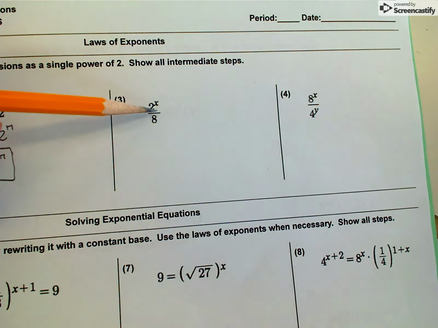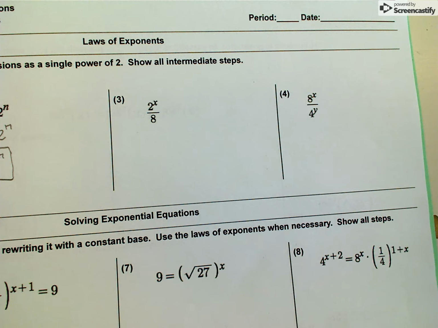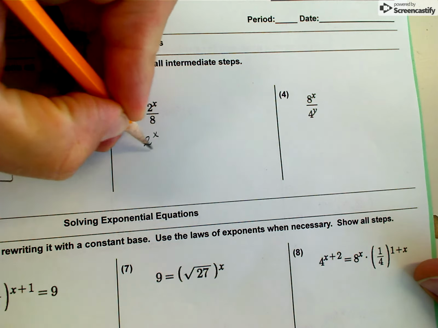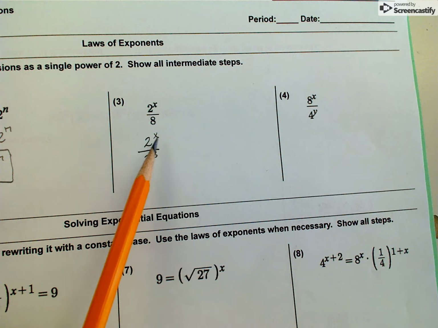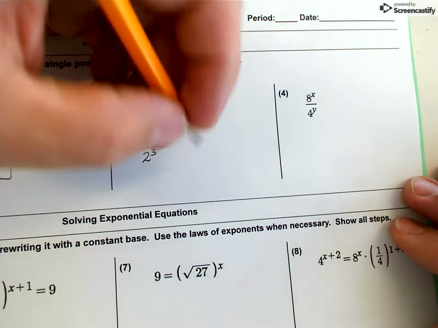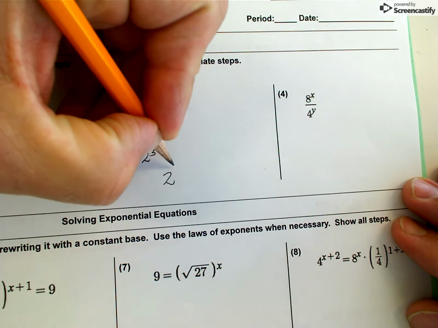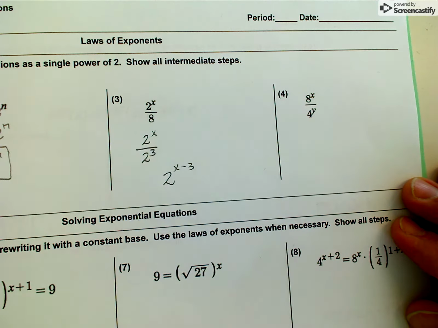You notice that 2 to the x is already written as a power of 2. And then 8 is a power of 2. It's 2 to the 3rd power. So I might begin by writing my expression as the quotient of 2 powers of 2. And then, of course, I can use my quotient rule. If I multiply x 2's on the top, and then I divide out 3 of those 2's, it's like multiplying x minus 3 2's. So I can apply the quotient rule here and say that this is 2 to the power of x minus 3.